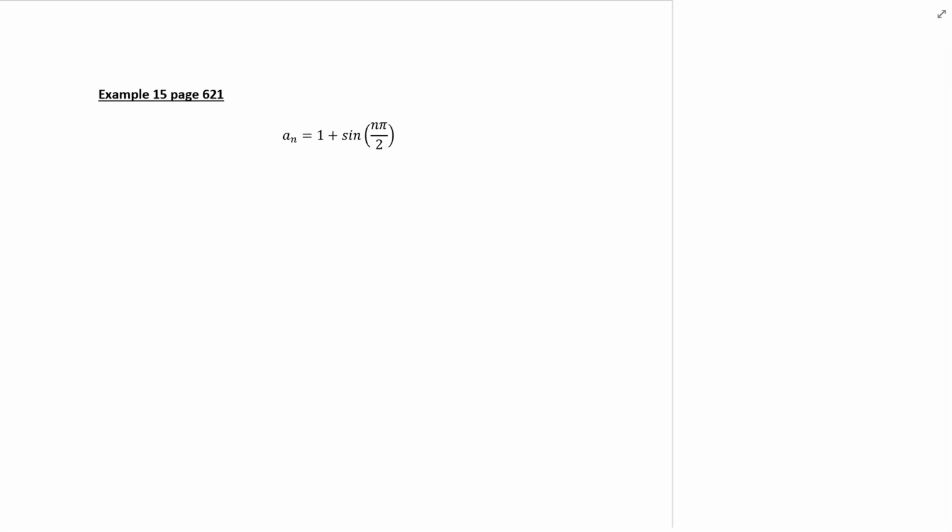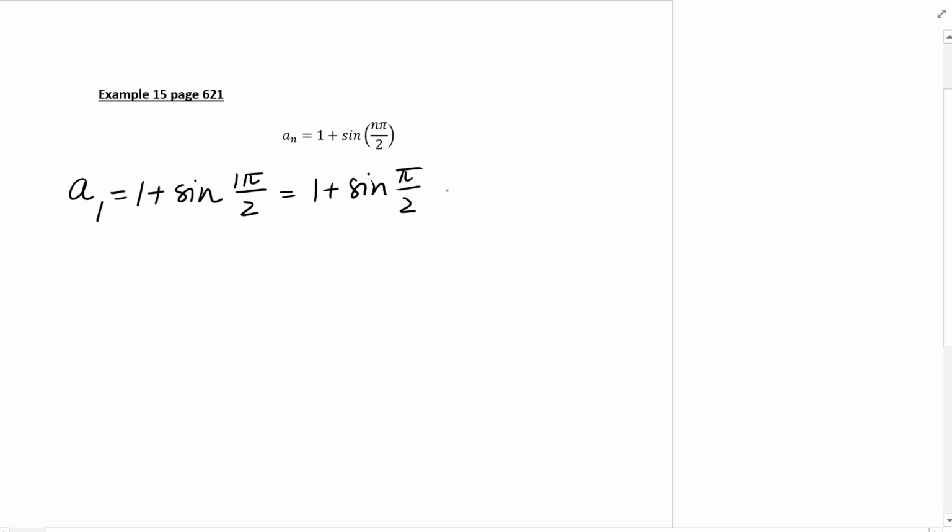Let's take another look at this problem. A sub n is 1 plus sine of n pi over 2. We have to do the same thing to find the first four terms. So a sub 1 is going to be 1 plus sine of 1 pi over 2. That means 1 plus sine of pi over 2.